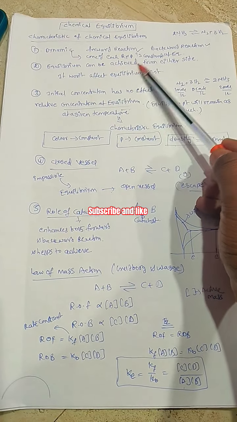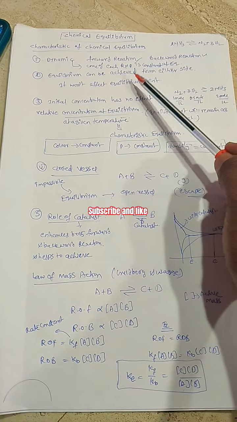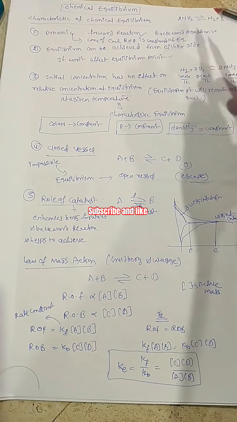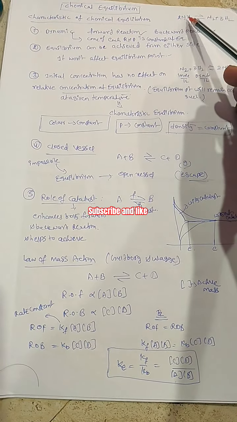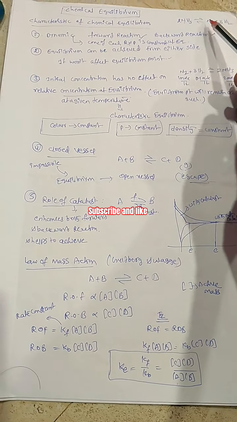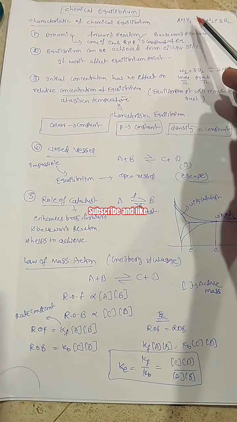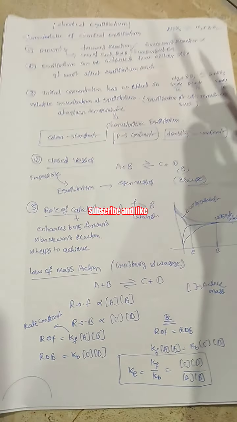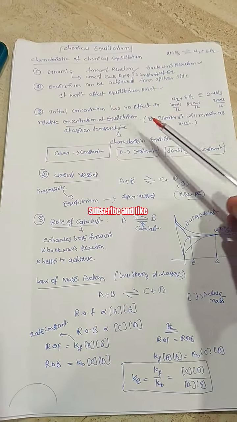Equilibrium can be achieved from either side. It won't affect the equilibrium point. If you take any equilibrium, for example ammonia decomposing into nitrogen plus 3 hydrogen, either from the forward side or the backward side, we can achieve the equilibrium on either side. It won't affect the equilibrium point.